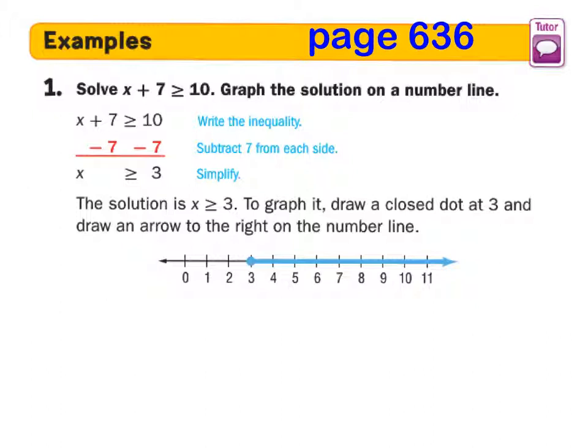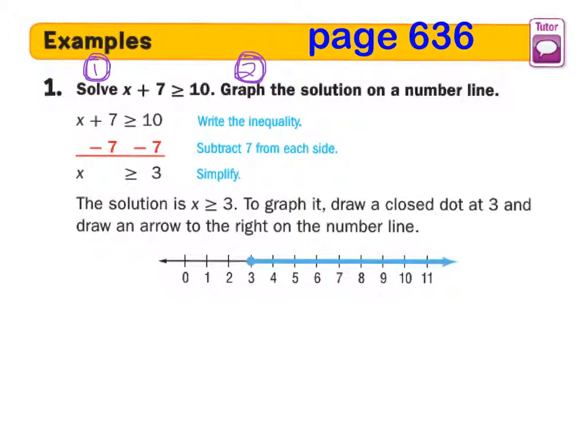So let's take a look at this one. It says solve x plus 7 is greater than or equal to 10. Then graph the solution on the number line. So we have two parts here. First we have to solve the inequality, and then we have to do our graphing. And this is just taking our stuff from Chapter 7 and combining it with what we did in Lesson 8-6.